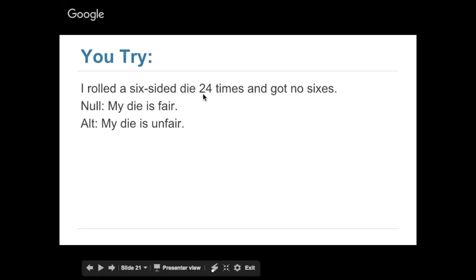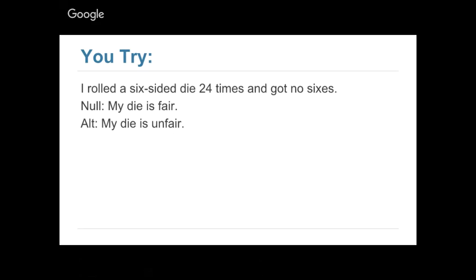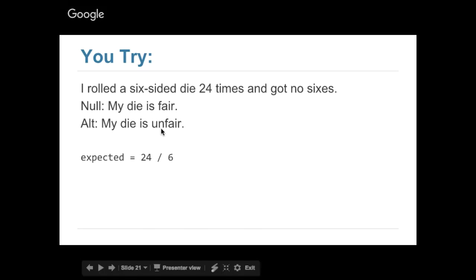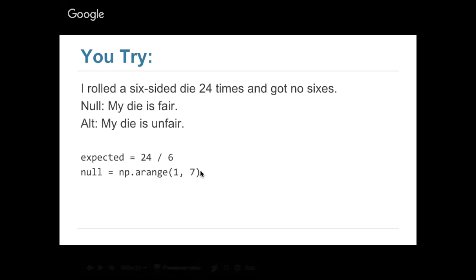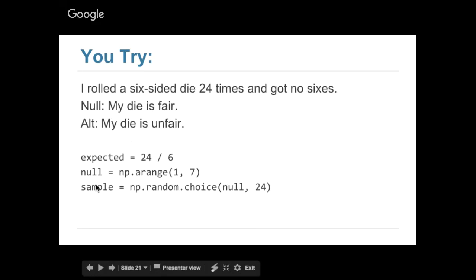So I expect 4. I want to find out, okay, roll my die another 24 times and see my deviation from my expected value, which was 4. So what I'm going to do there is say, okay, the expected number of 6s is 24 divided by 6. In the null hypothesis, each face is equally likely. So here's the numbers 1 through 6. Each face is equally likely. Then I roll my die 24 times.